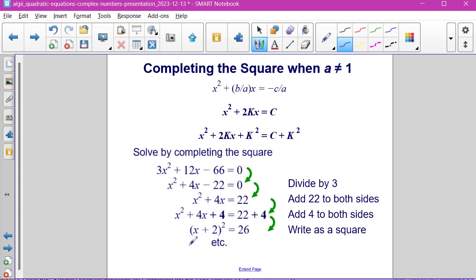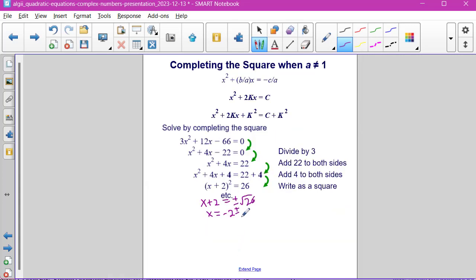And now we can actually solve it. We could square root both sides, and when we do that, we would get x plus 2 is equal to plus or minus the square root of 26. And then we would subtract 2 from both sides. So x would be equal to negative 2 plus or minus the square root of 26.